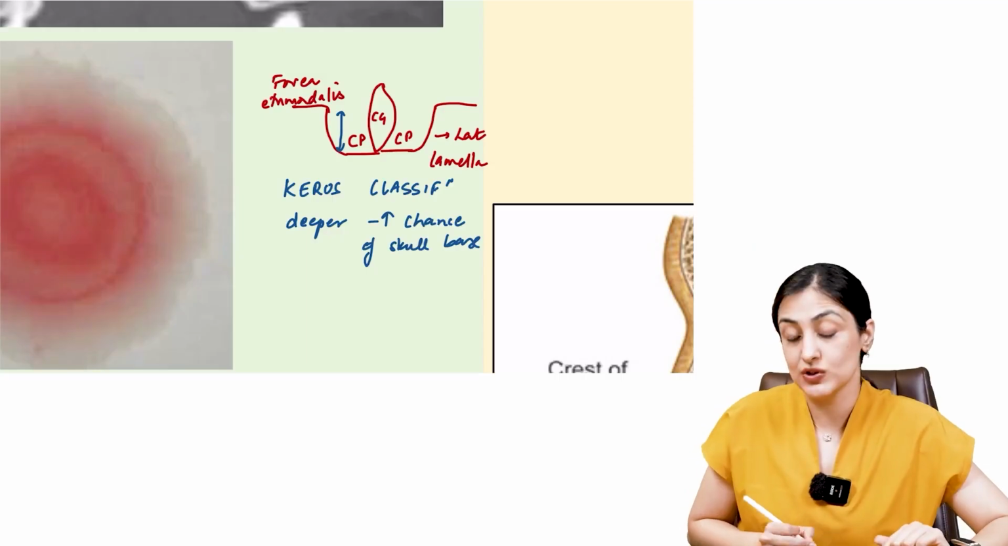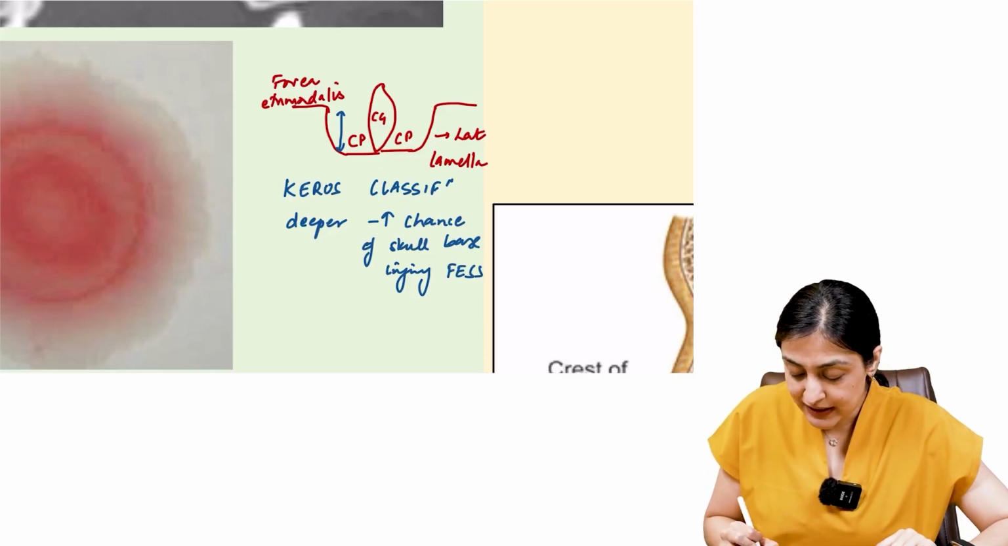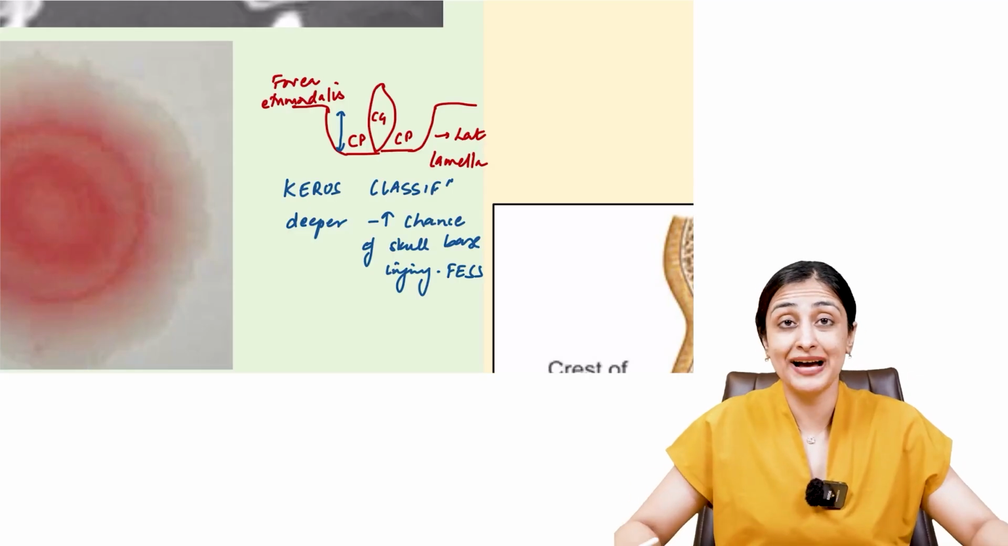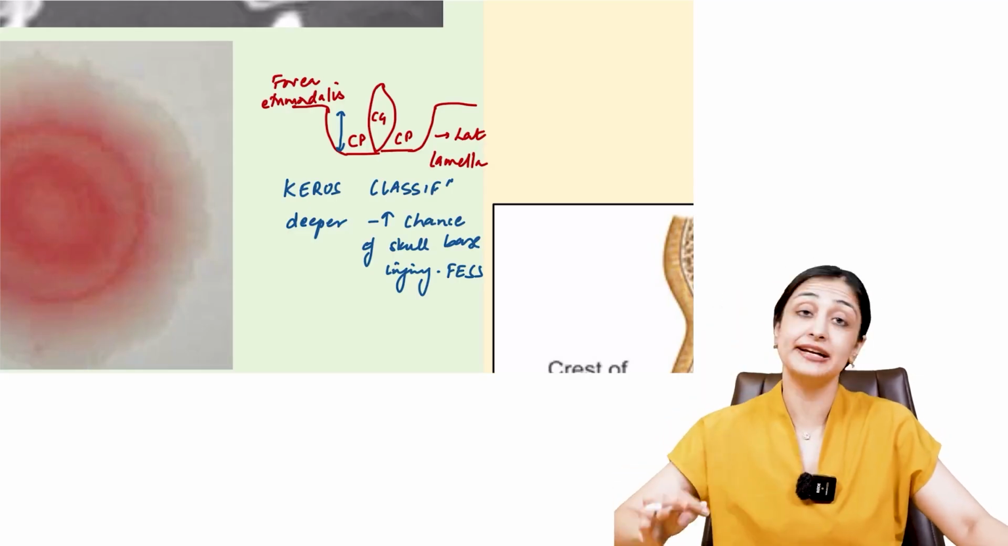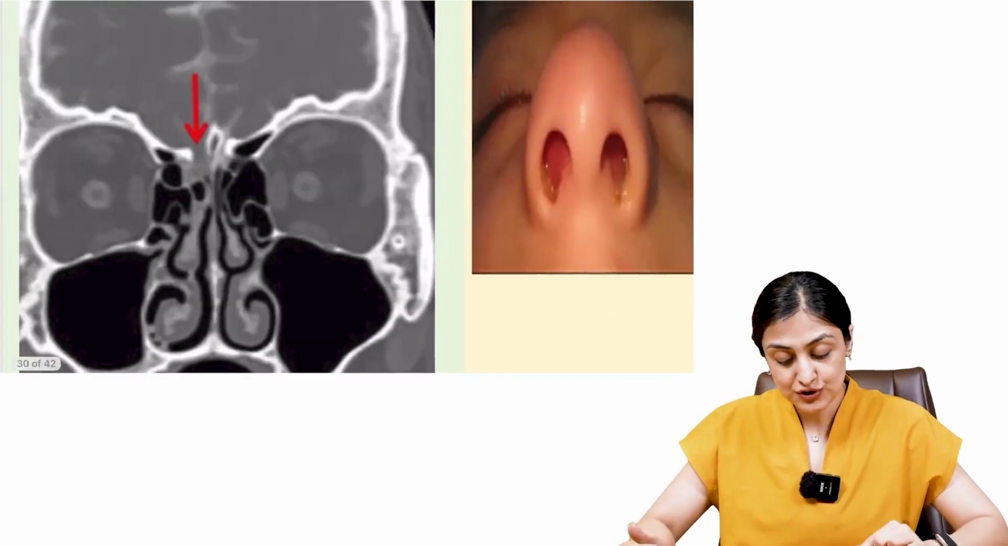CSF will communicate with the nose. So more chance of skull base injury will happen during FESS, right? So that is why before any FESS, we do a paranasal sinus CT and we give them the depth of the Keros classification. So just have this brief idea. So now look at this CT.